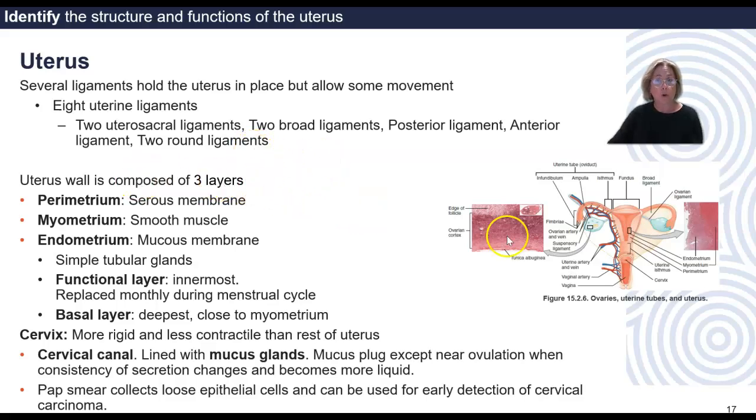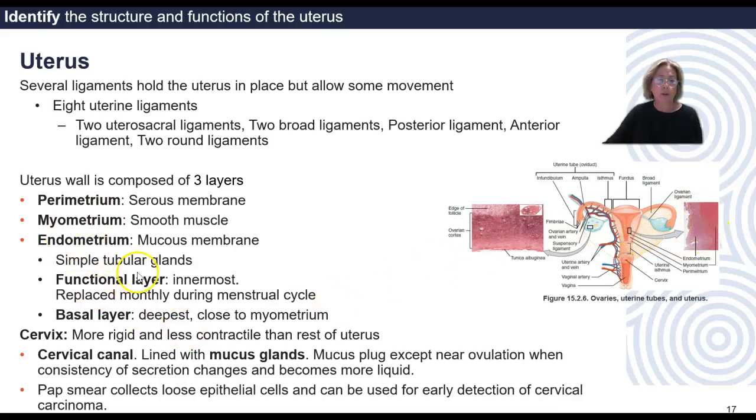The uterus wall is composed of 3 layers. We have a perimetrium, which is a serous membrane. We have a middle myometrium, and as its name suggests, it contains smooth muscle. And then an inner endometrium, which is a mucous membrane. You can see it here. We zoom in on it here.